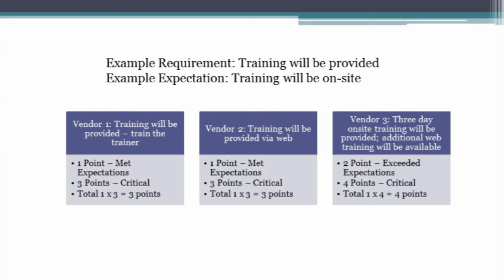So if you look at the total points, vendor 3 actually has the highest number of points. From this example, you can see that vendor 3 is the forerunner. Now take the same concept and apply it to all the other requirements using the same point system and the same weighted system and you'll be able to objectively pick the right solution and the right vendor.